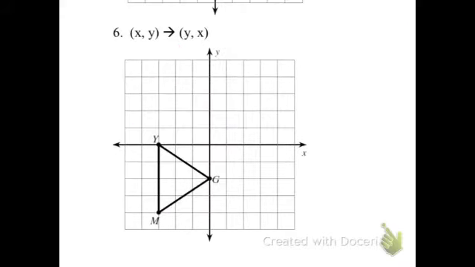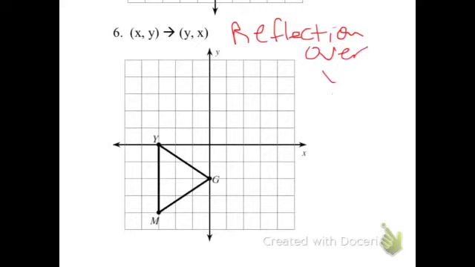And 6 has got this funky looking function here of interchanging the coordinates. That is a reflection over the line y equals x. And so that line is going right there from low left to high right. And you're just basically taking these guys, transferring them right over that line there. And to do it, you just interchange the coordinates.